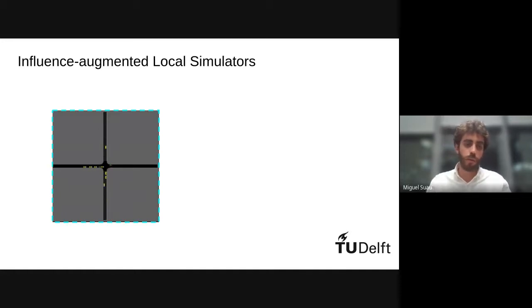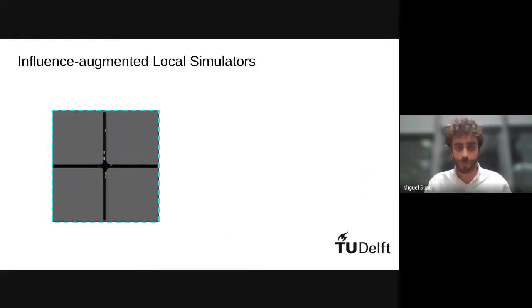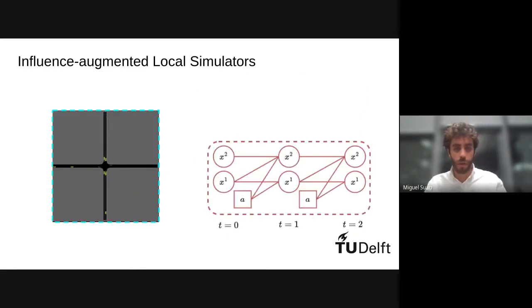So can we do something slightly in between, not conditioning on the entire global state, and not conditioning only on the local state? Can we do something in between? And the answer is yes. We're going to analyze this problem using this dynamic Bayesian network.